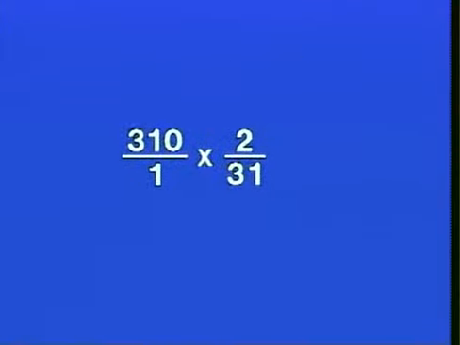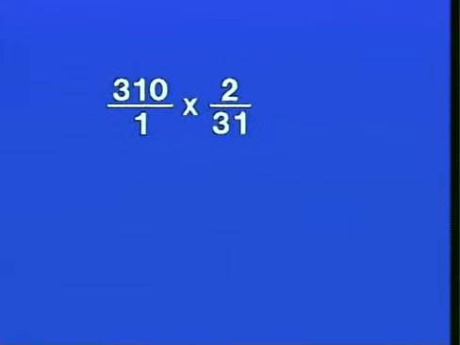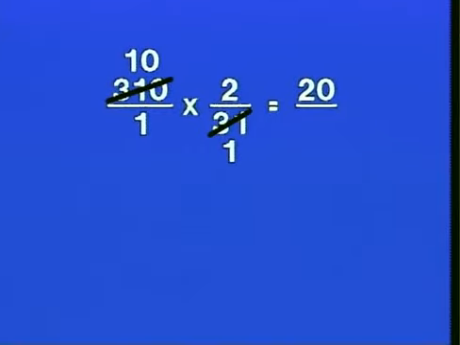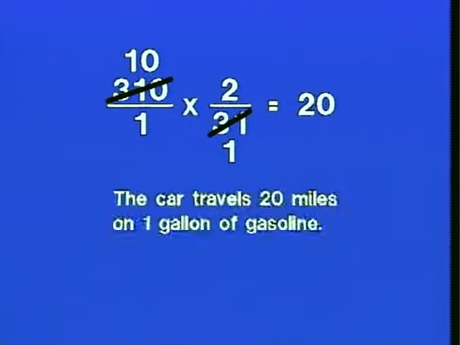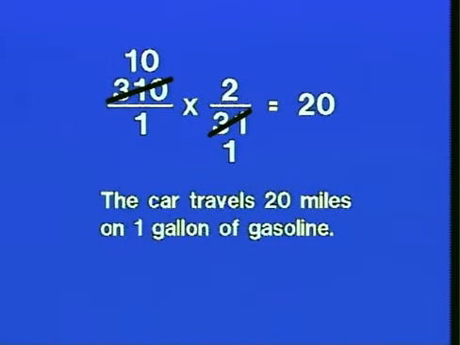Now we can multiply straight across and then resolve our answer if we want to, or we can cancel, and I think it's pretty easy to see the cancellation here. 31 goes into 31 1 time, and 31 into 310 goes 10 times. Then multiplying straight across, 10 times 2 is 20 for the numerator of the answer. 1 times 1 is 1. 20 over 1 is 20, so our answer is 20. And we'll write our answer as a complete sentence. The car travels 20 miles on 1 gallon of gasoline.